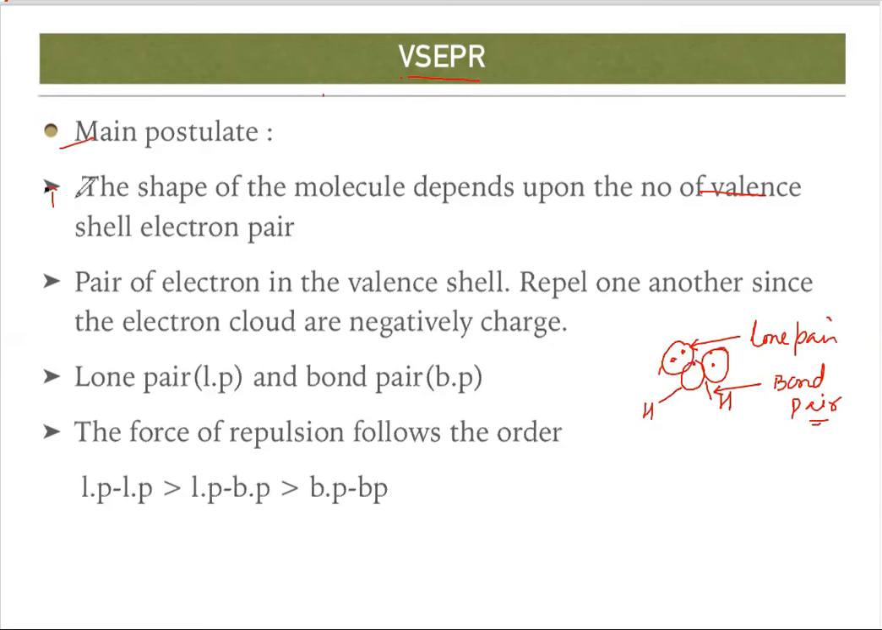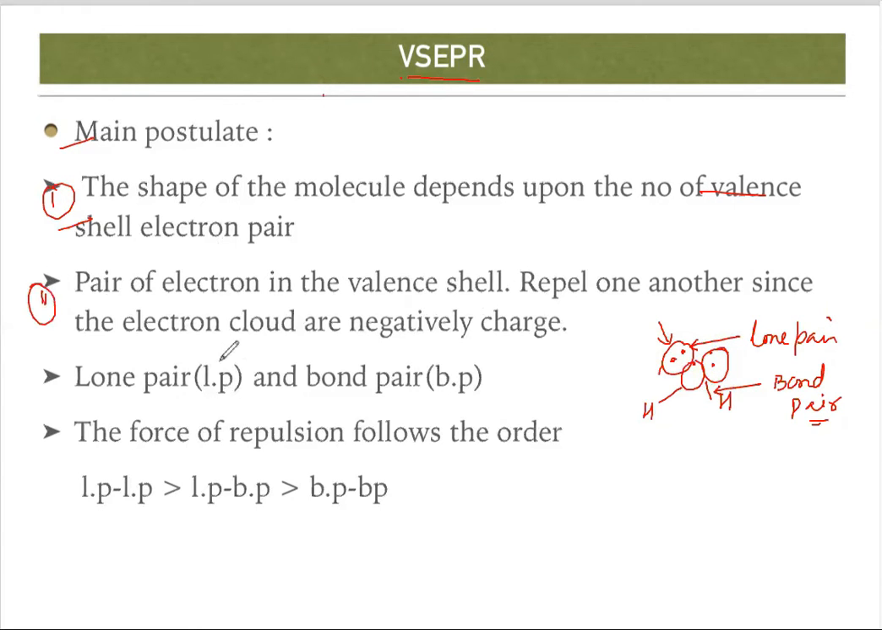The first postulate tells that the shape of the molecule depends upon the number of valence shell electron pairs. That means the shape of this water molecule will depend upon the number of valence electrons present on the oxygen atom.